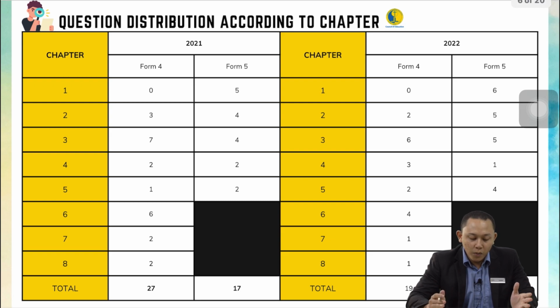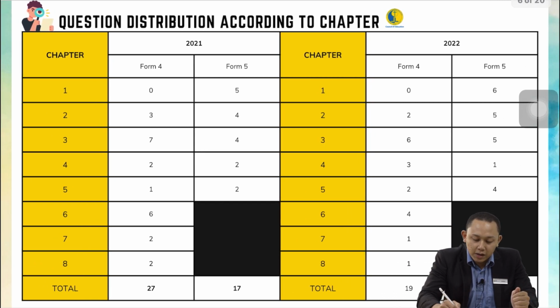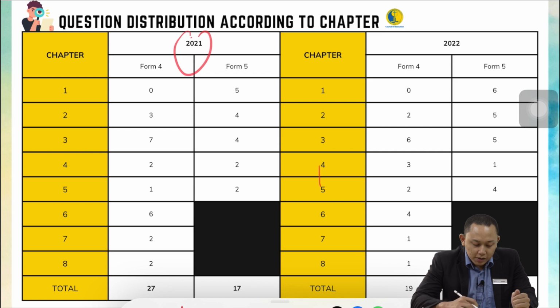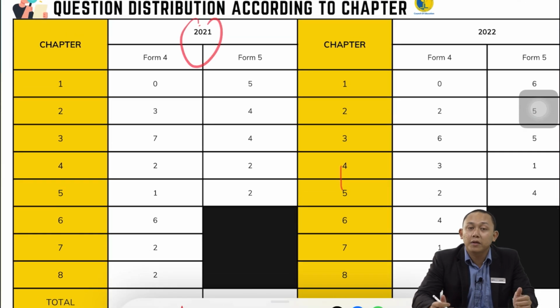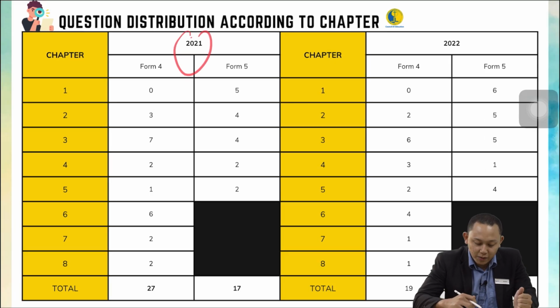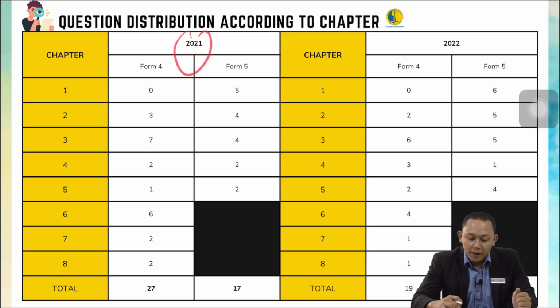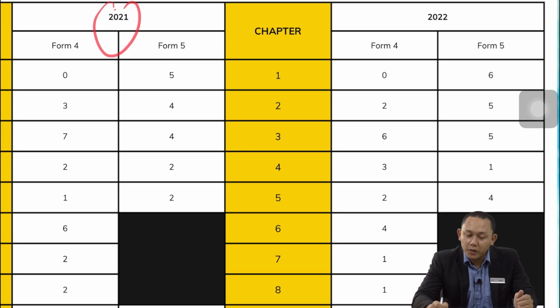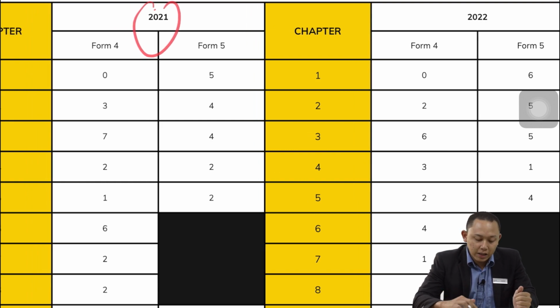What we can see from this distribution for 2021 is that there is a total of 20 questions coming from Form 4 and 17 questions coming from Form 5. For 2022, it is 19 questions coming from Form 4 and 21 questions coming from Form 5. We only have 2 years to do analysis, so I cannot predict the trend yet because it's only 2 years.